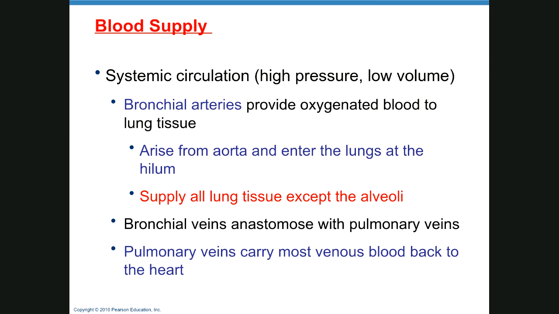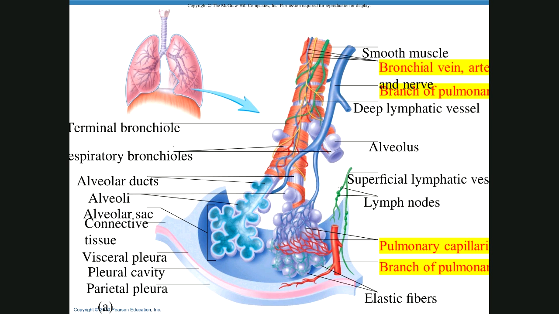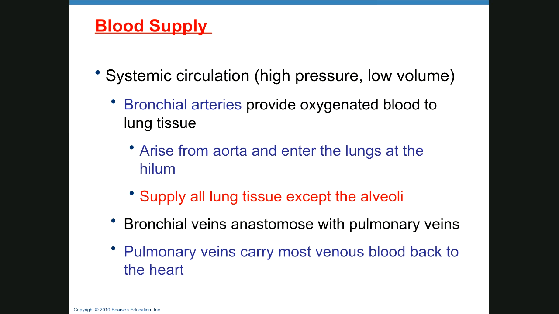Oh, there we go. Let's see, where are they? Okay, there we go. This will be a branch of the pulmonary vein. These are the alveolar capillaries. So this will be a branch of the pulmonary artery. Notice the difference in color. Blue for the pulmonary artery because it's bringing the deoxygenated blood. Red for the pulmonary vein because it's taking oxygenated blood back to the heart.